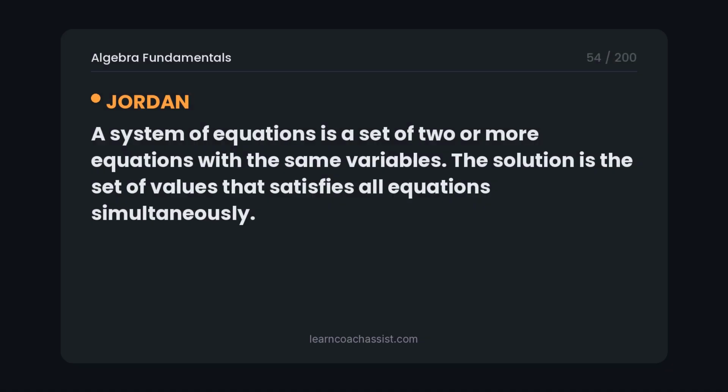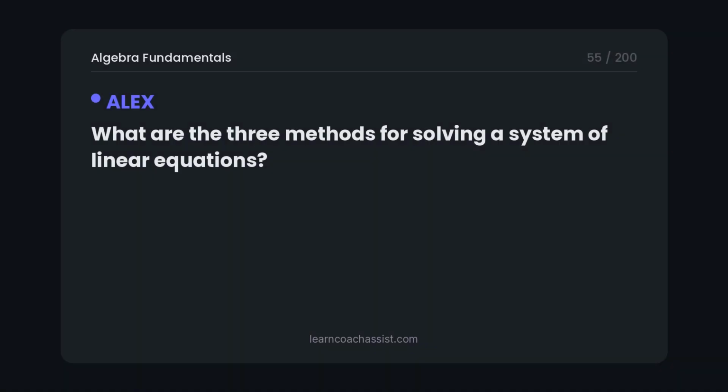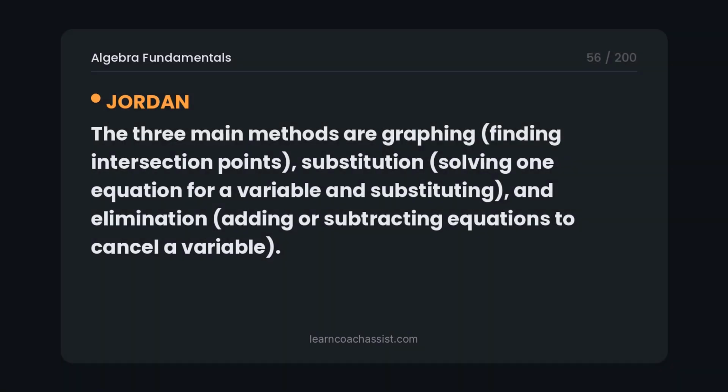A system of equations is a set of two or more equations with the same variables. The solution is the set of values that satisfies all equations simultaneously. What are the three methods for solving a system of linear equations? The three main methods are graphing, finding intersection points; substitution, solving one equation for a variable and substituting; and elimination, adding or subtracting equations to cancel a variable.